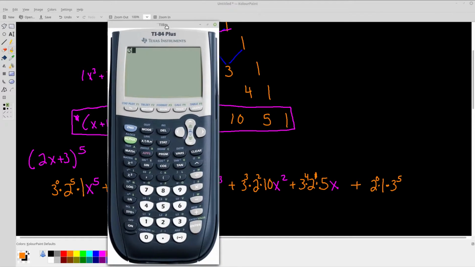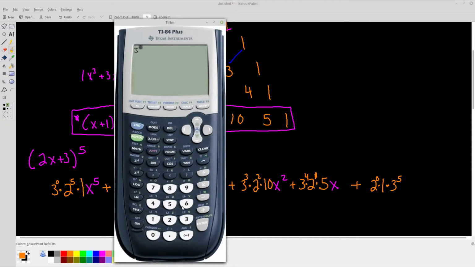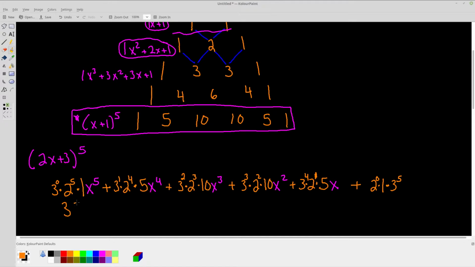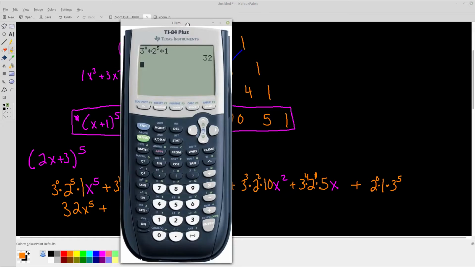Okay, so we've got 3, and that 3 is going to be raised to the 0 power. Totally not necessary to write, but I'm showing you every step. 3 to the 0 times 2 raised to the 5th, okay, times 1, which is technically not necessary, but that number is 32, so we will write 32x to the 5th plus, now we need to clean up the next one. Alright, let's attack it.